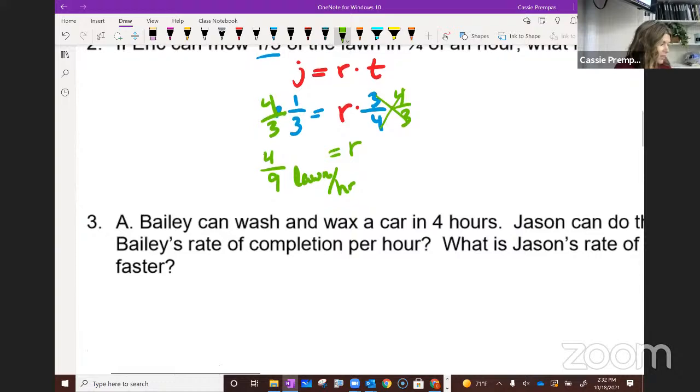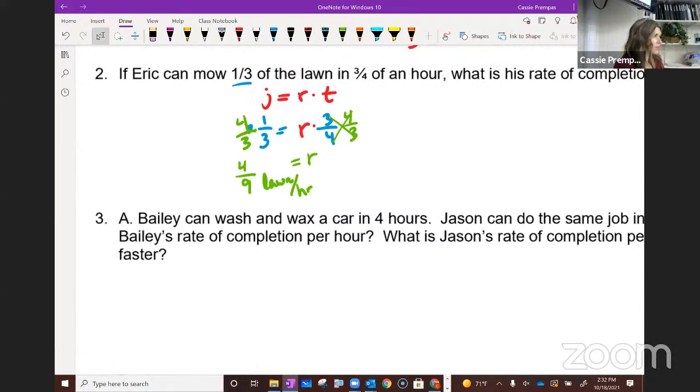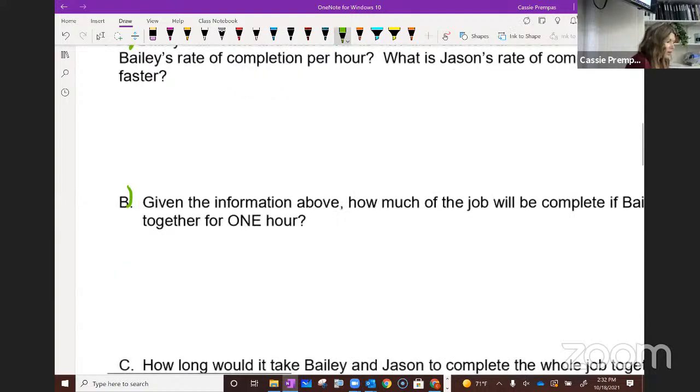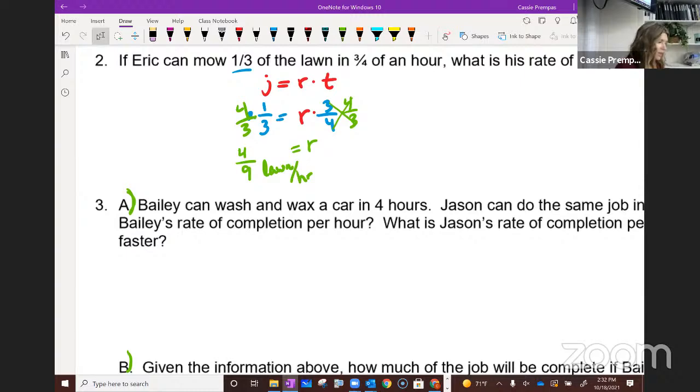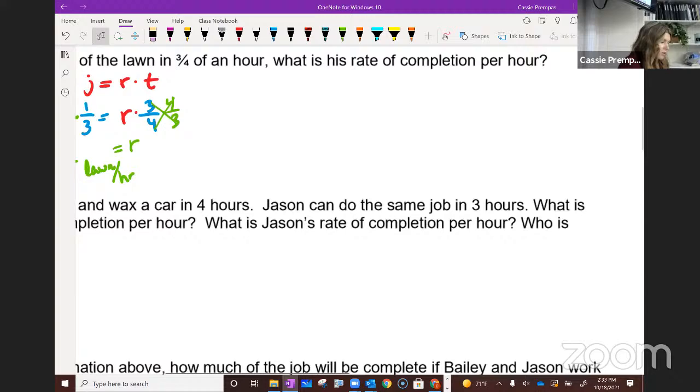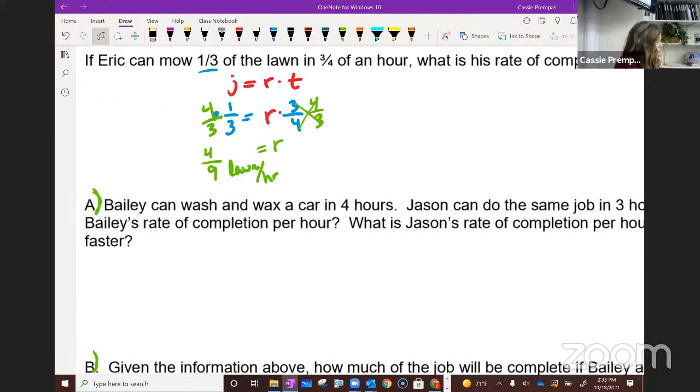Okay, let's keep using this idea of rate. Now we've looked at these people singularly, meaning they're working by themselves. Now let's start looking at people working together. And let's start just by answering question A. And I apologize, this looks like A period Bailey. It's supposed to be like A with a parentheses, like this is part A, this is part B, and this is part C. So part A, it says Bailey can wash and wax a car in 4 hours. Jason can do the same job in 3 hours. What is Bailey's rate of completion per hour? What is Jason's rate of completion per hour? And then who is faster?